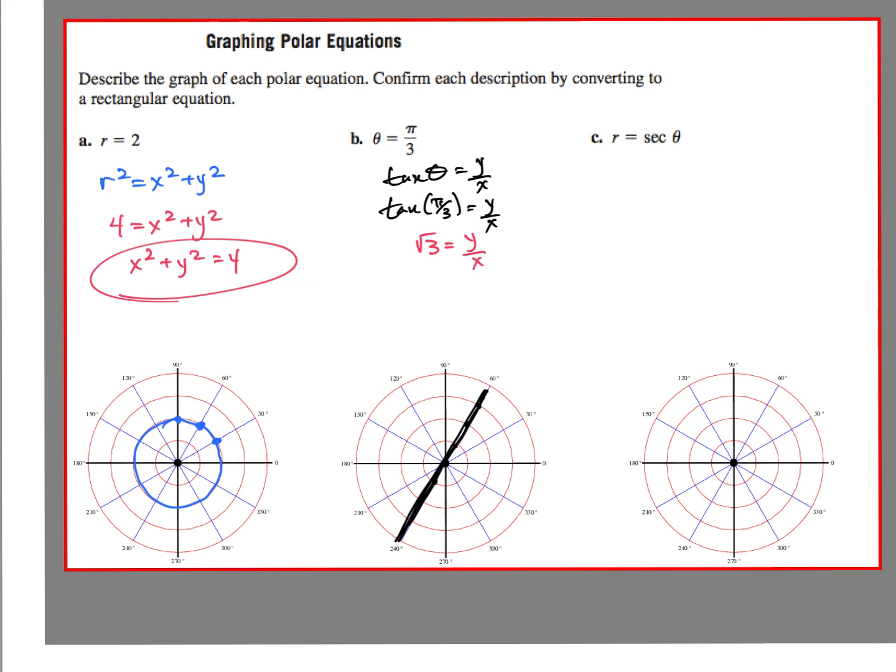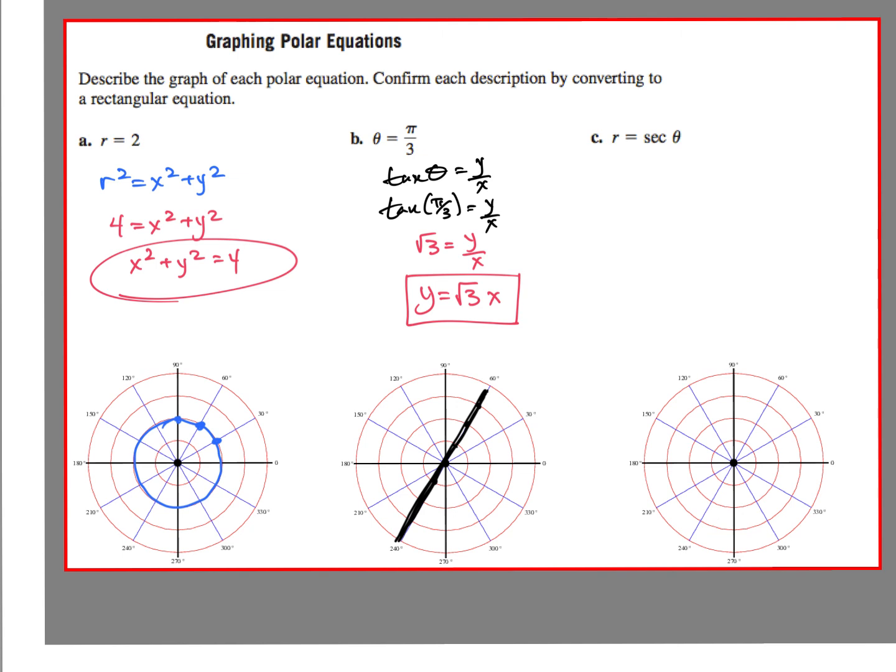Well, normally a line isn't written like that. What would we probably do? Multiply by x. So now we have y is equal to square root 3 times x. So if I have theta equals pi over 3, what is the slope of it? Square root 3. Because this is in y equals mx plus b form. Because where's it going through? 0, 0. All right. You see how they kind of match together? Yeah. All right, let's look at another one.